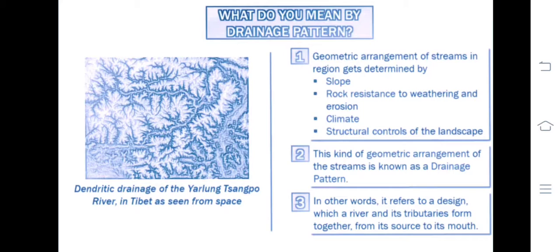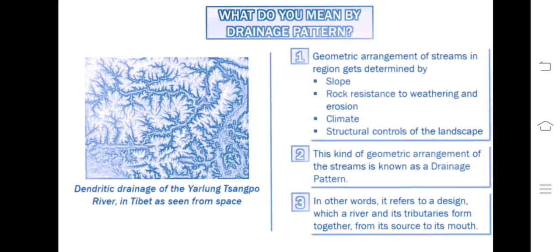Second, this kind of geometric arrangement of streams is also called a drainage pattern. I will tell you today what kinds of drainage pattern we can have. Dendritic, spiral, many kinds of drainage pattern we have. In other words, it refers to a design which a river and its tributaries form together from source to mouth. How tributaries emerge from their respective sources, in which direction they follow, how they merge together, and how after merging they follow directions. It's all about these things.